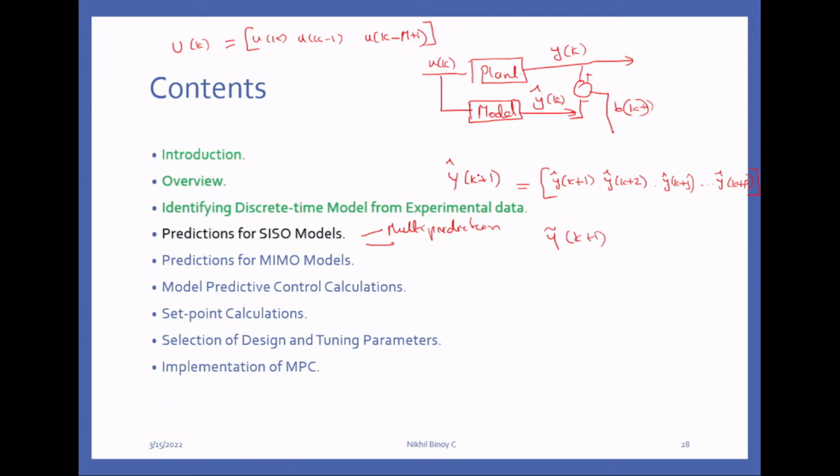Please note this is a vector, but b of k is a scalar quantity, so we have to convert this b of k to this vector. What is the size of this y cap of k plus 1? We have 1 into capital P. P elements are there.